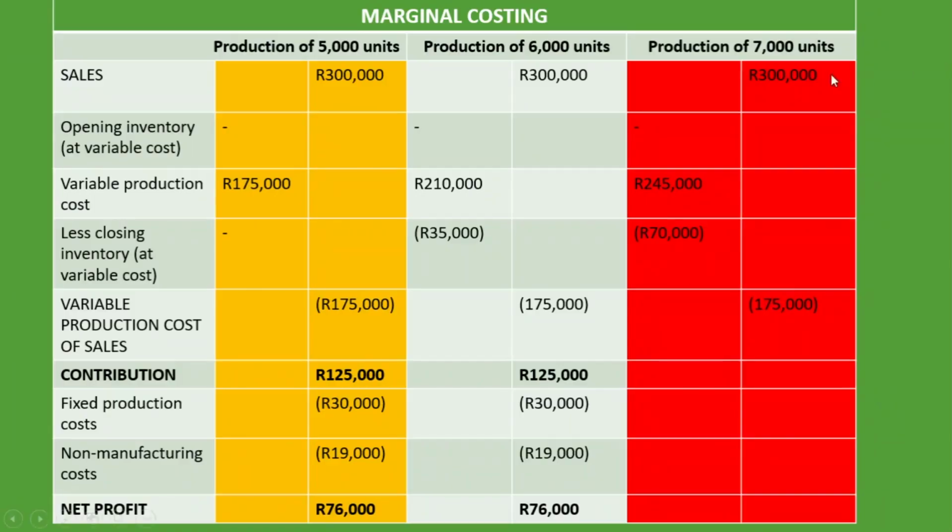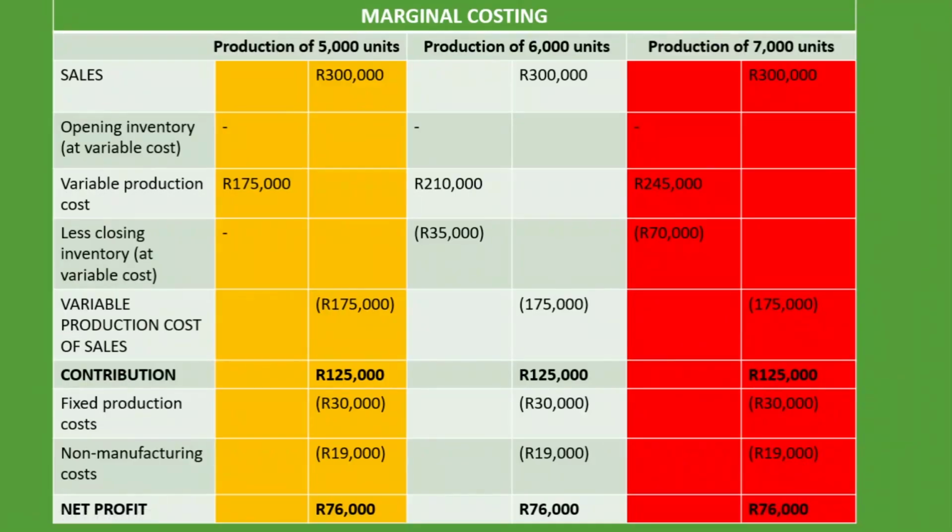Again, we take the sales, 300,000 rand, minus the variable production cost of sales, and we get the contribution of 125,000 rand. And the fixed production cost is still the same, non-manufacturing cost still the same, and the net profit is 125,000 rand minus 30,000 rand minus 19,000 rand, which gives us a net profit of 76,000 rand.